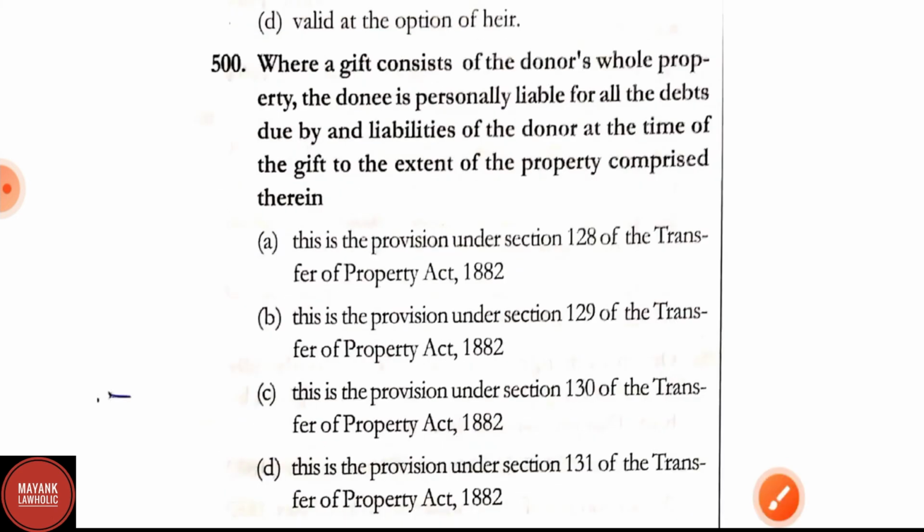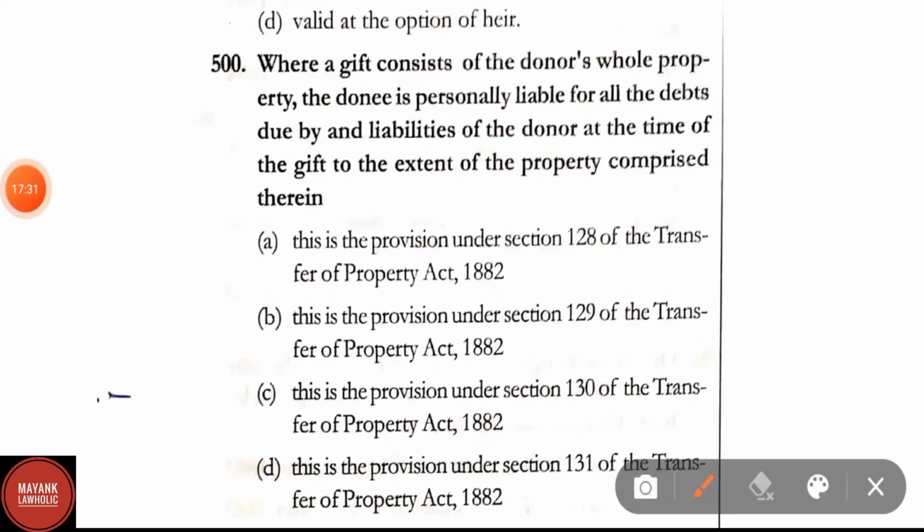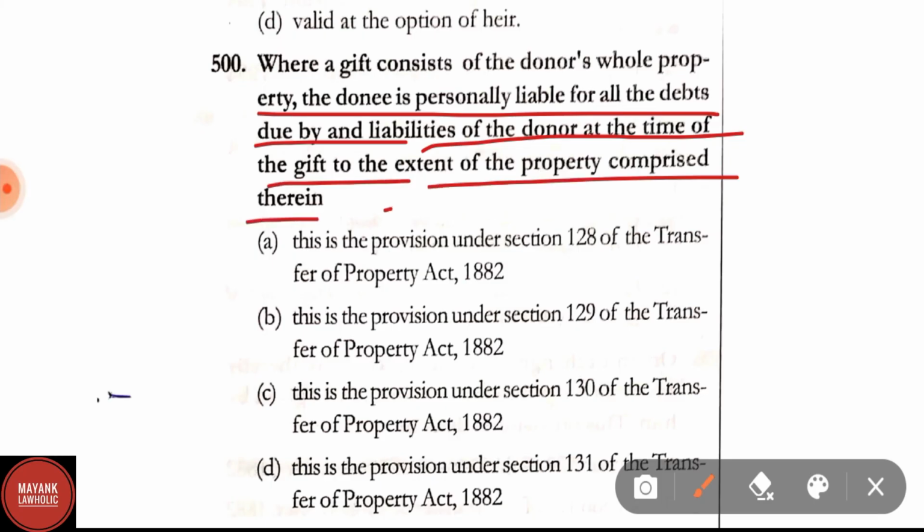Question number 500. Where the gift consists of the donor's whole property, the donee is personally liable for all the debts due and liabilities of the donor at the time of the gift to the extent of the property comprised therein. Here correct answer is option A. This is the provision under section 128 of the TPA.